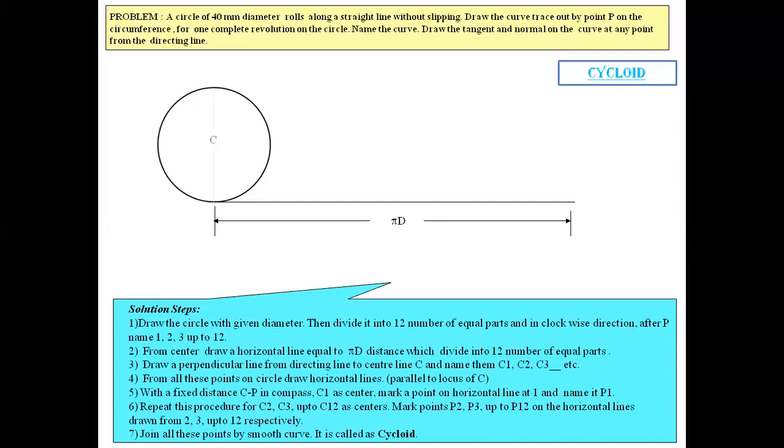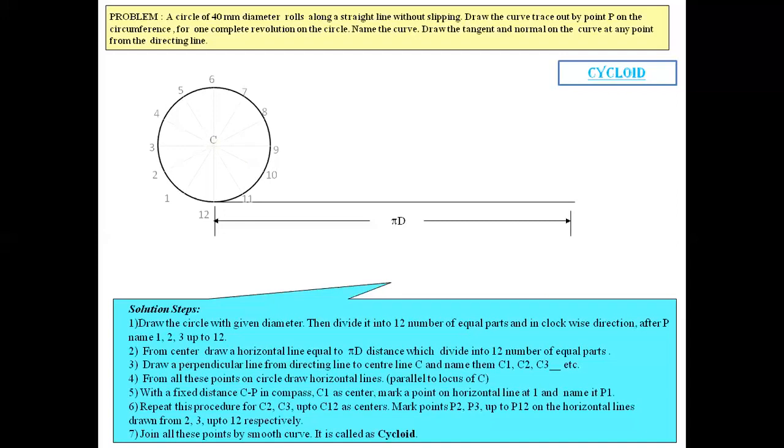Now divide this circle into 12 equal parts. Here we have divided into 8 equal parts, which is also possible, but if you require a smoother and more accurate curve, we must divide the rolling circle into more equal parts. That's why in this problem the rolling circle is divided into 12 equal parts.